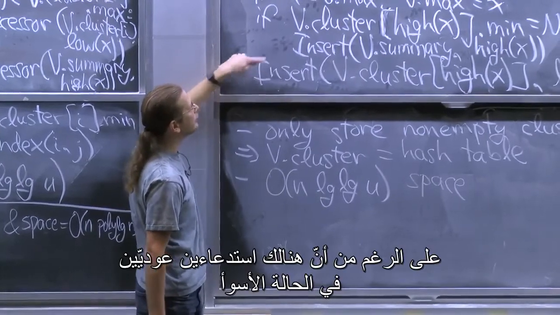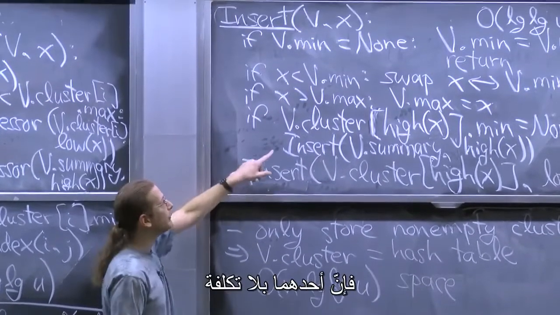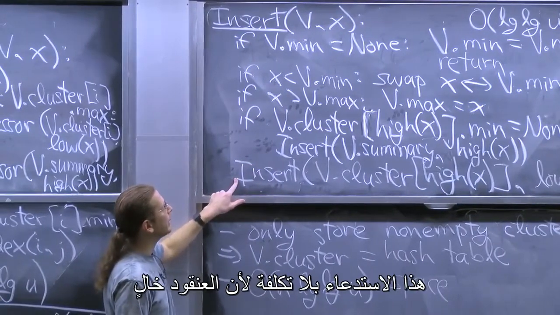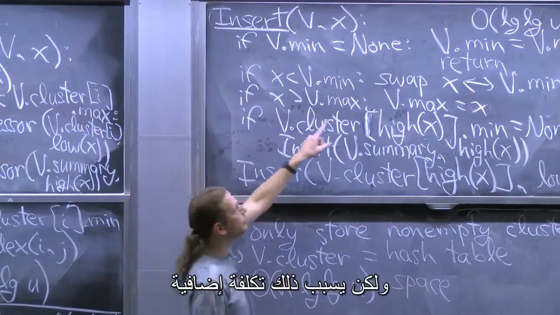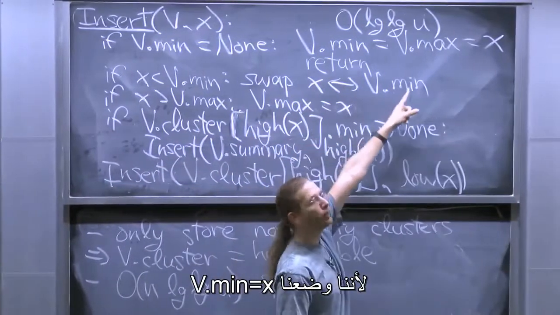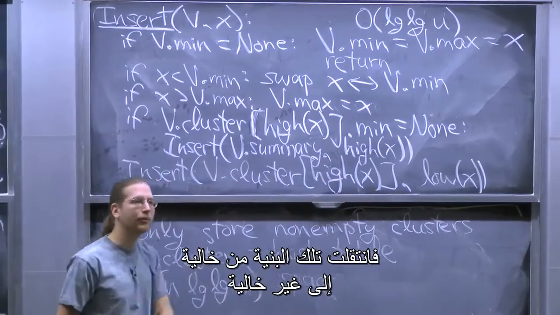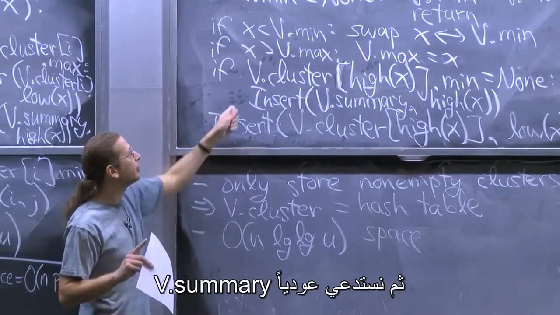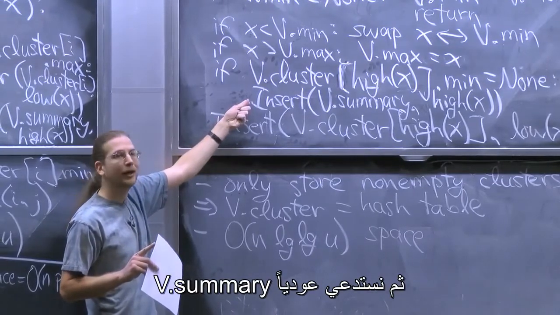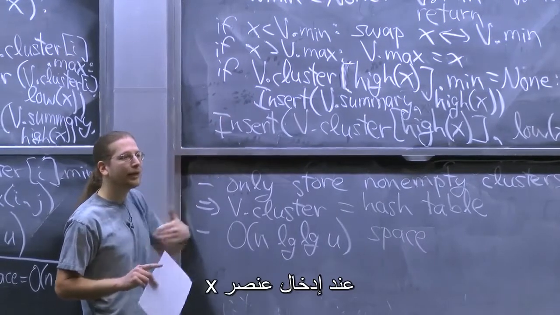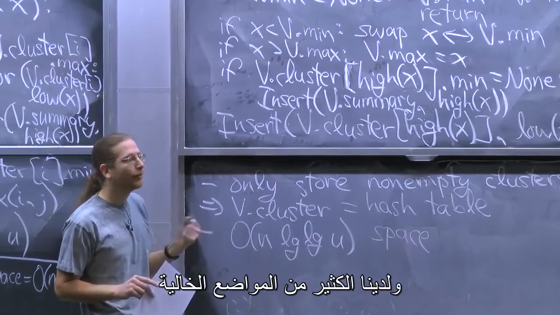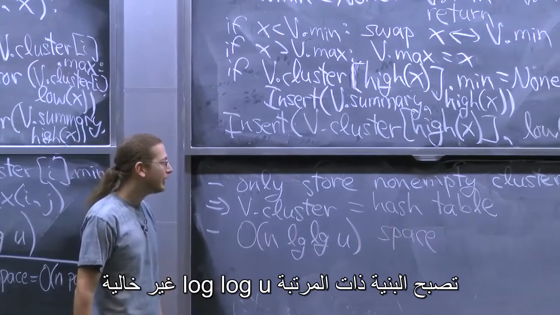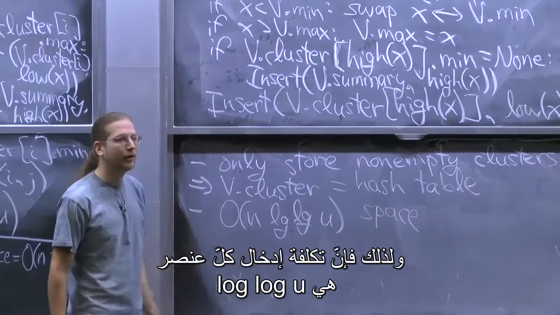even though we had 2 recursive calls in the worst case, one of them was free. When we do both of them, we insert here. This one happens to be free because it was empty, but we still pay for it. We set v.min equal to x. And so that structure went from empty to non-empty. So this costs 1. And then we recursively call insert on v.summary with high of x. So when we insert one item x, if lots of things were empty, actually log u structures become non-empty, and that's why you pay log u for each item you insert.